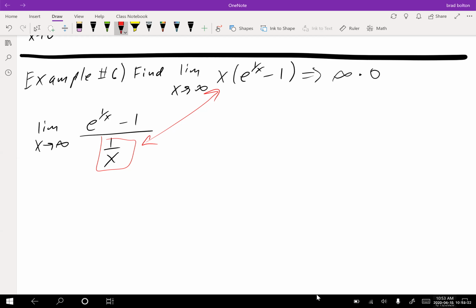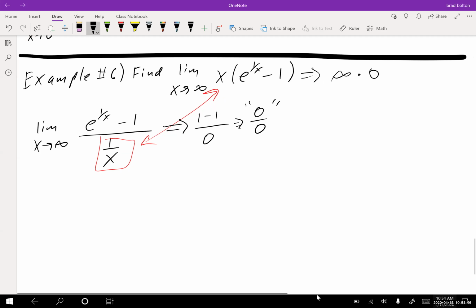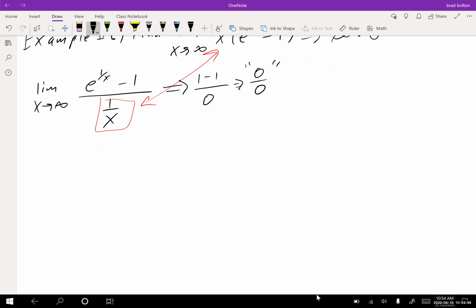But now, when I let x approach infinity, we end up with this situation. e to the 1 over infinity is e to the 0, so we end up with 1 minus 1 over 1 divided by infinity, which is 0, so this is 0 over 0, which means L'Hopital's rule now applies. So now we can jump to this and say equals, by L'Hopital's, the limit as x approaches infinity.